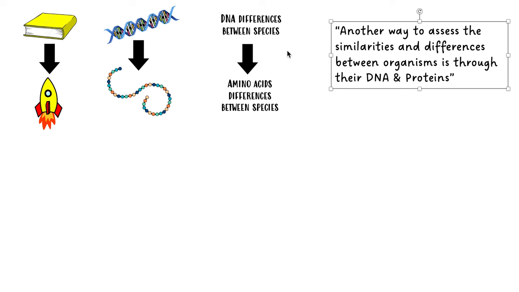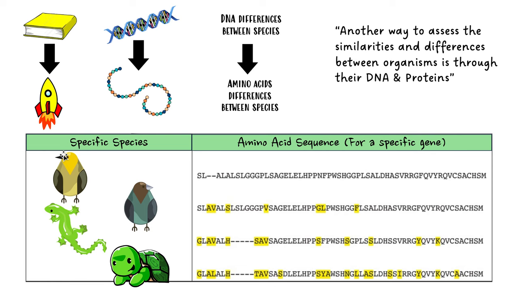So for example, if we look at these four species, this is the first species, second, third, fourth, we can see that this is the amino acid sequence for a specific gene for this organism. Now for the same gene of this species, this is its amino acid sequence. And for the exact same gene for this organism, that is its amino acid sequence. And for the same gene of this organism, this turtle, this is its amino acid sequence. So what am I trying to say here?